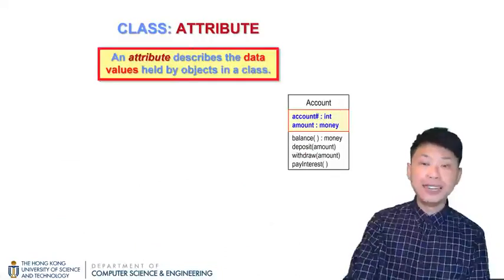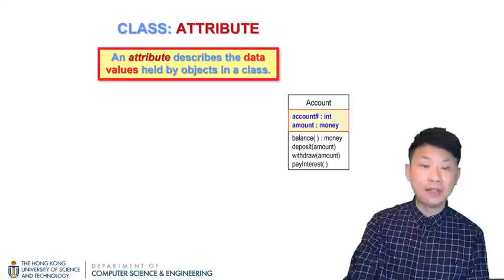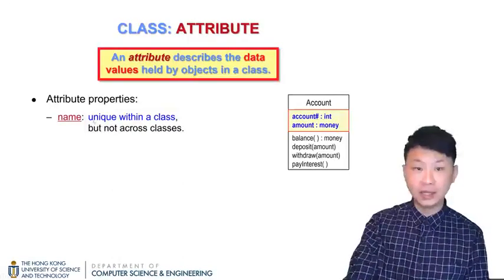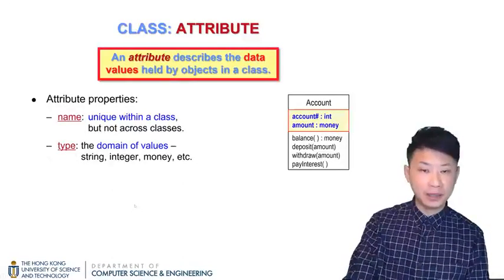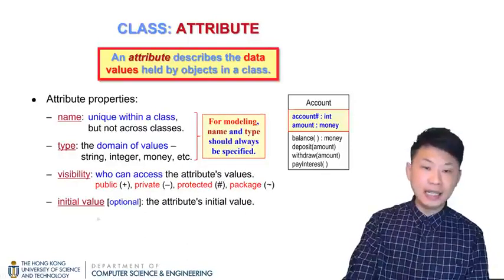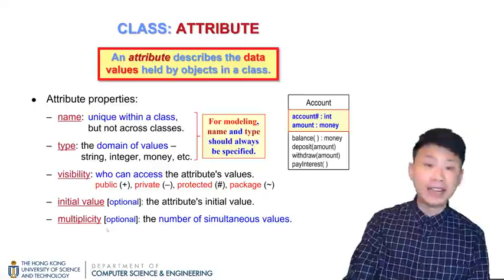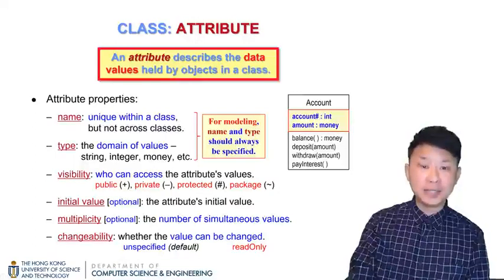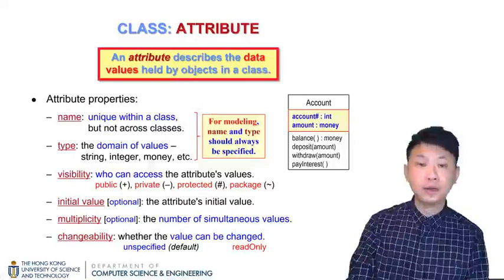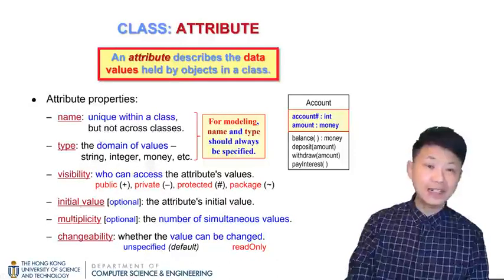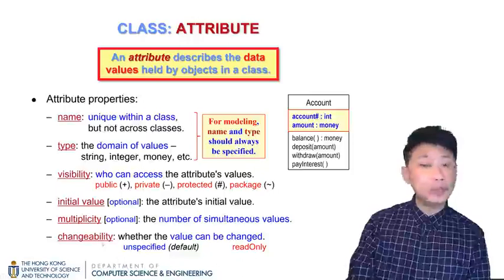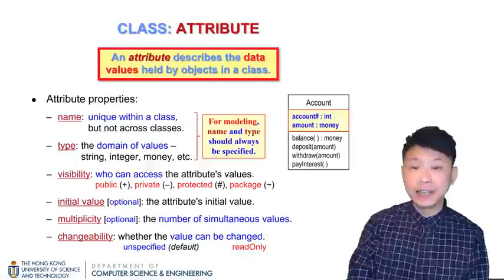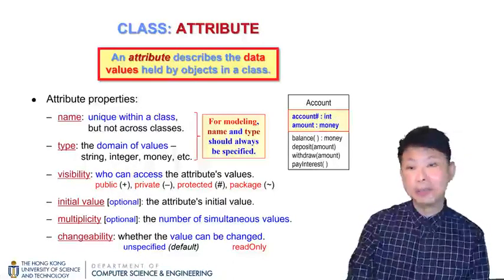Within a class you have to define all the attributes that we have within the object. You have to provide names to the attributes, the type, visibility, initial value, multiplicity, whether we can have multiple values within that attribute, changeability, etc. Notice that name and type are required for UML modeling. Visibility, initial value, multiplicity, and changeability you may skip in your UML model, but name and type are mandatory. Just like this: account is an integer, and amount we are talking about money.